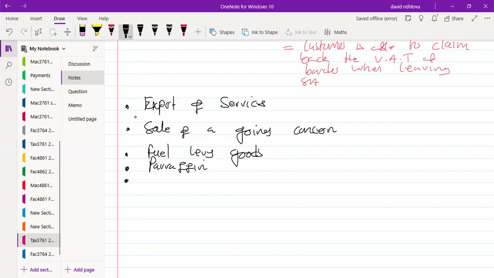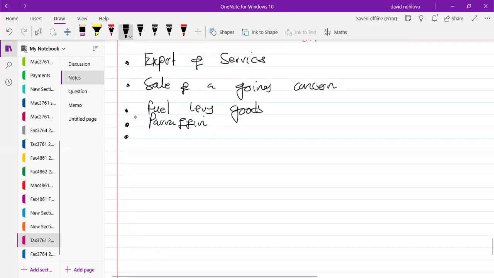rated on these figures. Right, remember, it's like doing an income statement. When you calculate output VAT, you have to list each expenditure one by one, and then you calculate the amount of output VAT. So on fuel levy goods, you simply write 0 rated and you put a 0 amount against those type of goods. Right, what else?